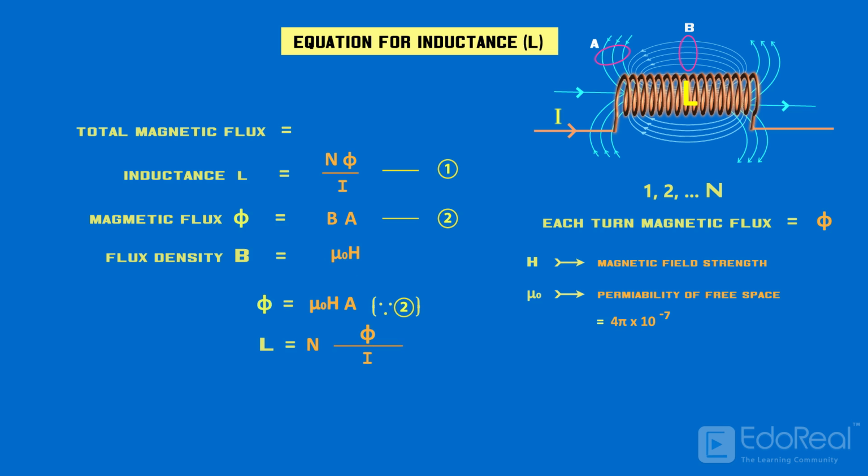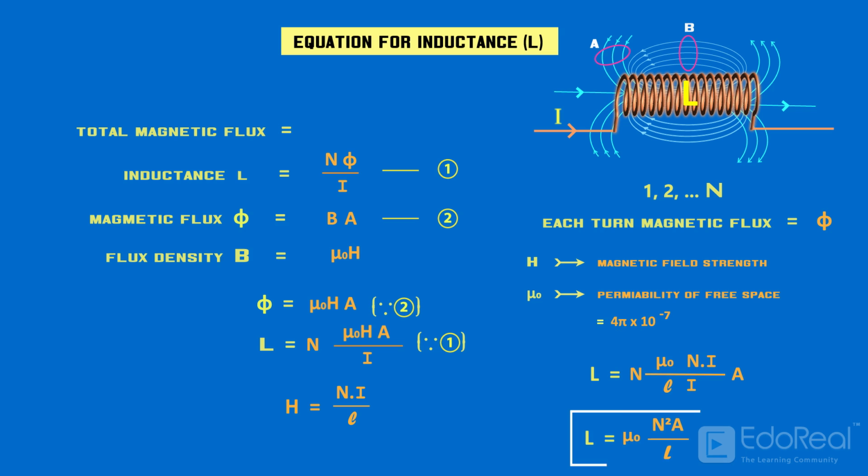By substituting the value of phi in equation 1, we get. Now replace the value of magnetic field strength H, which is the measure of intensity of magnetic field of an inductor having length L. We get an equation for inductance L as. In this video, we have discussed an inductor.